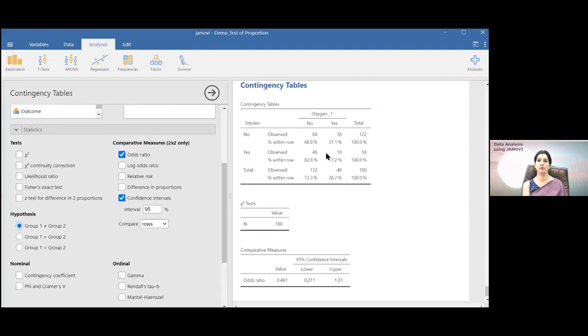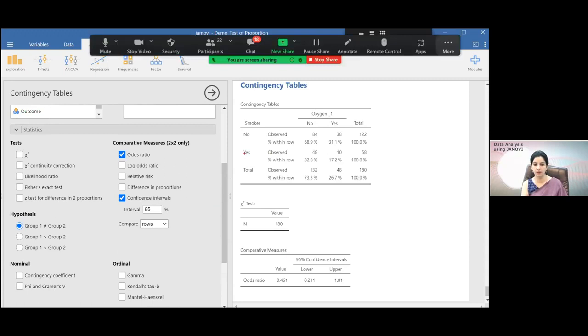If you focus on this 2x2 table, can you see here that 31.1%? So this is the oxygen requirement, no and yes. And this is smoker, no. So if I focus on this, yes. So maybe if you see here, 17.2% of people who are smoker, they are requiring the oxygen. Whereas the non-smoker, they are requiring more, like 31.1% of the people, they are requiring oxygen. So it's the other way around.